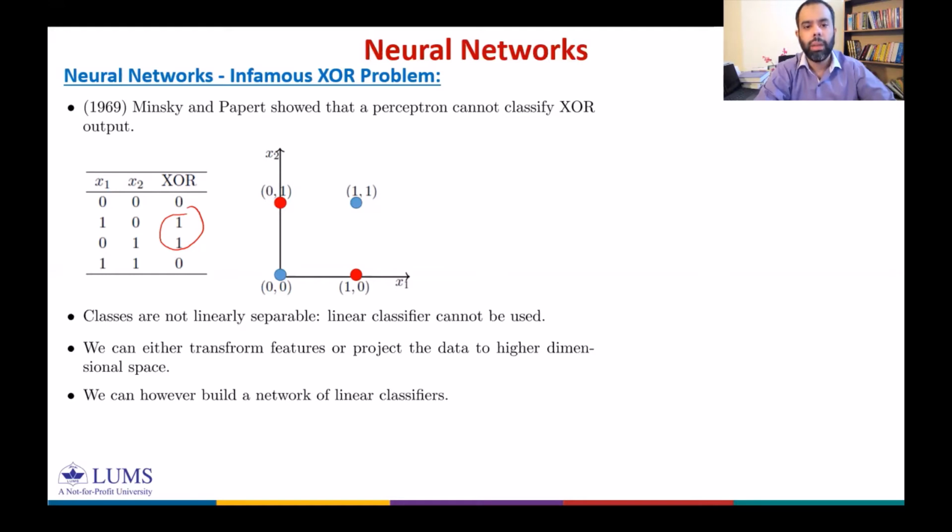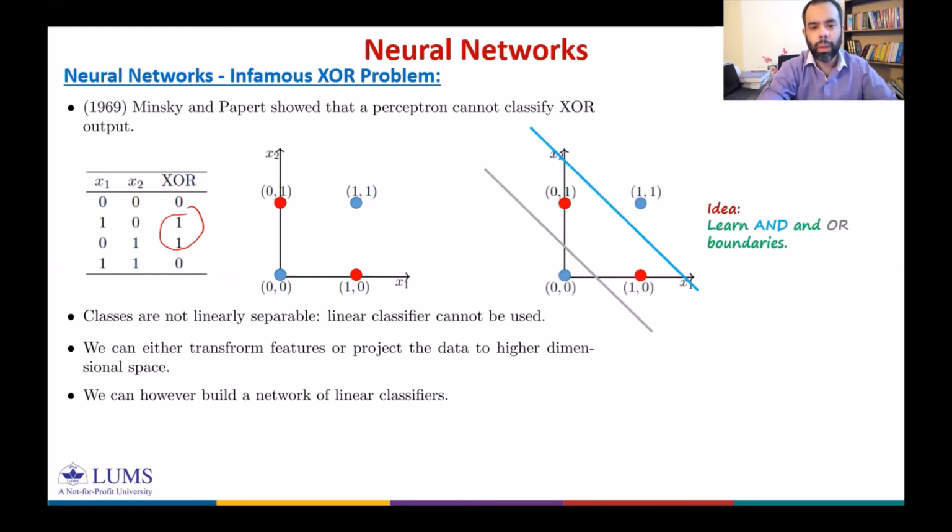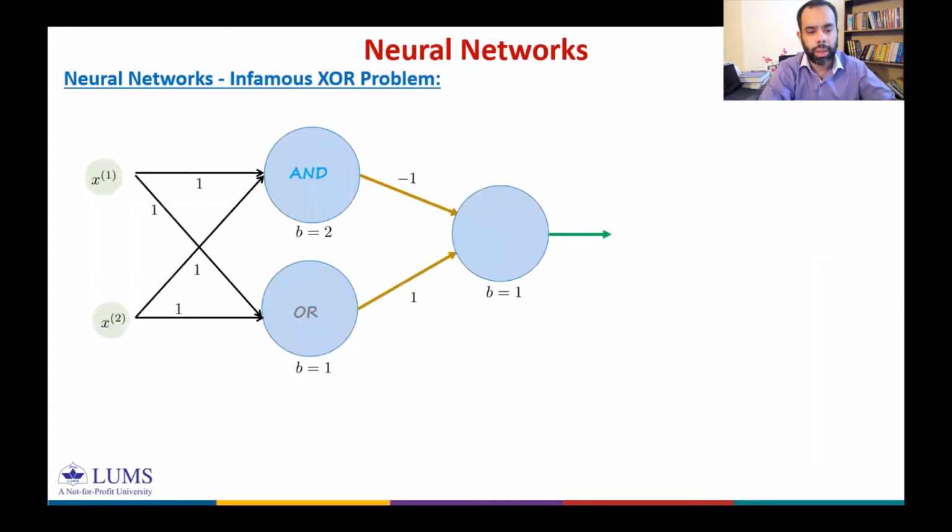The idea is if we learn the AND and OR boundaries, right? So this gray boundary is the boundary of the OR function, and this is AND. AND classifies every point here as 1, every point here as 0. Similarly, the OR function would give you 1 here and 0 here. If we learn these two classic boundaries and intelligently use these two boundaries to classify the exclusive OR output, we can. Let's see how we can do this. So using 3 perceptrons, we can resolve the output of XOR.